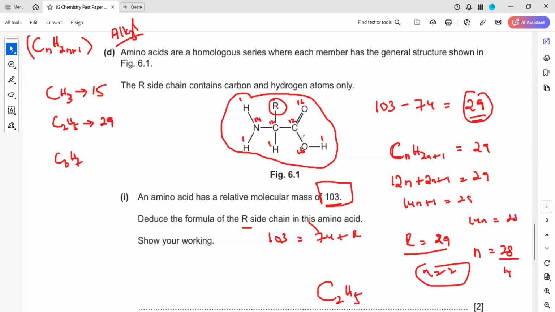So first, we have to work out the mass of R, the alkyl group. The side chains are always alkyl groups. The side chain will be either CH3, C2H5, C3H7, C4H9, where the number of hydrogen atoms is twice plus 1 compared to the carbon number. So the side chains are always alkyl chains, the carbon chains.